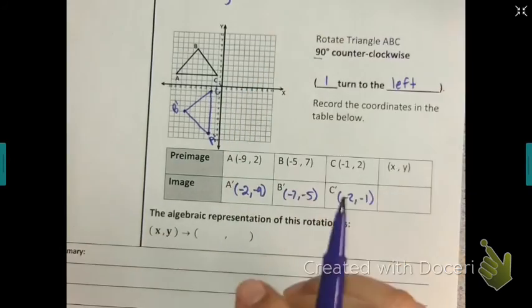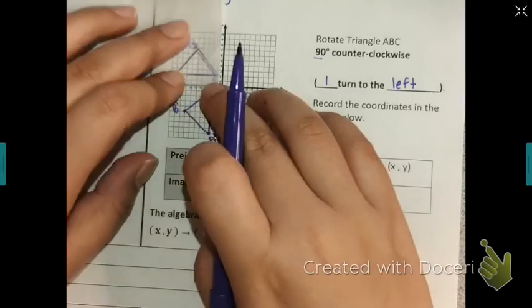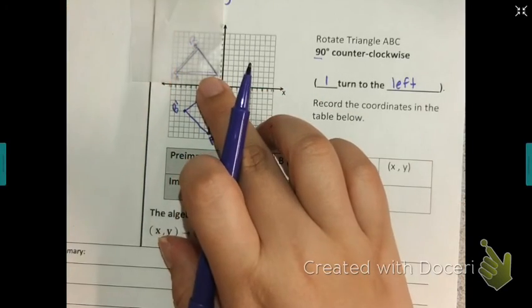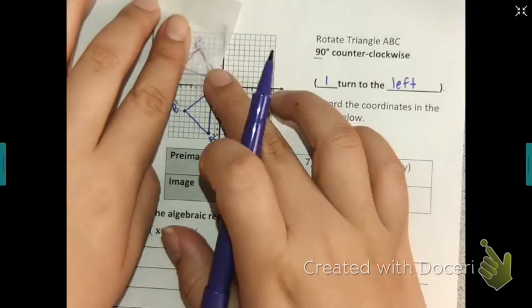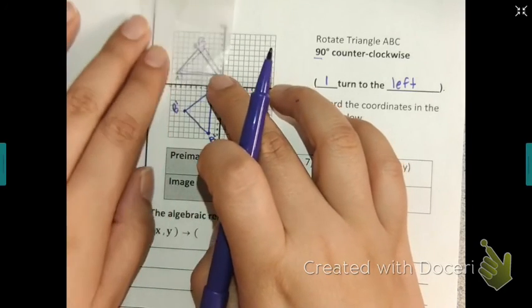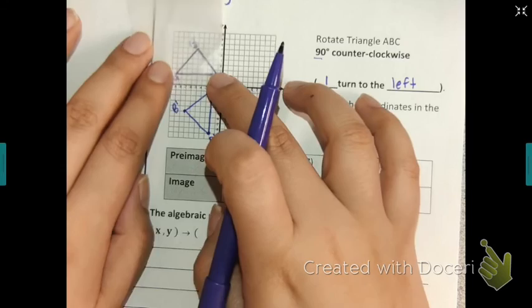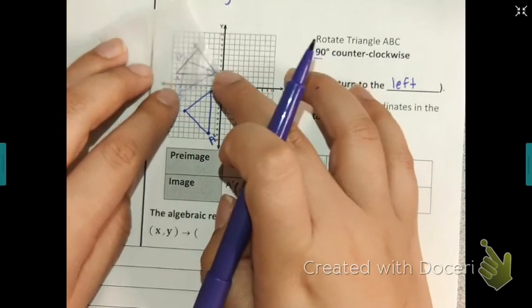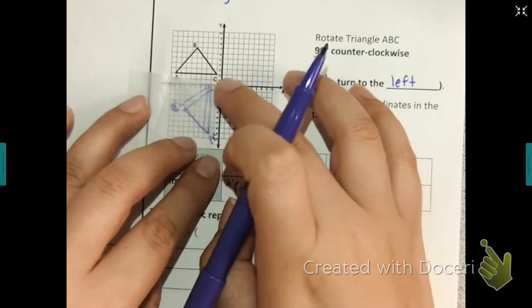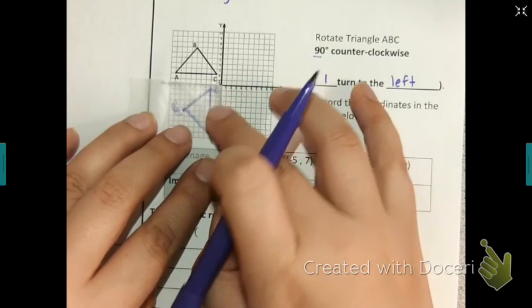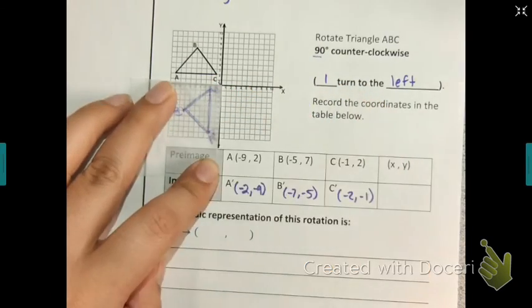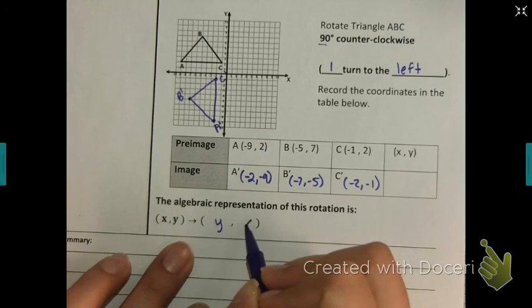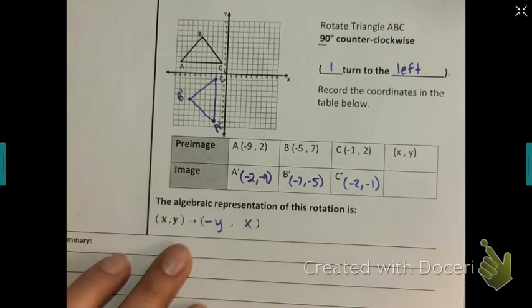Now let's get our piece of paper. Counterclockwise is to the left, so I'm not going this way, I'm actually going this way. When I do that, they should match up. Only 1 time like this, and they match up. So our algebraic representation, we switched the x and y, and for the y, we flipped the sign.